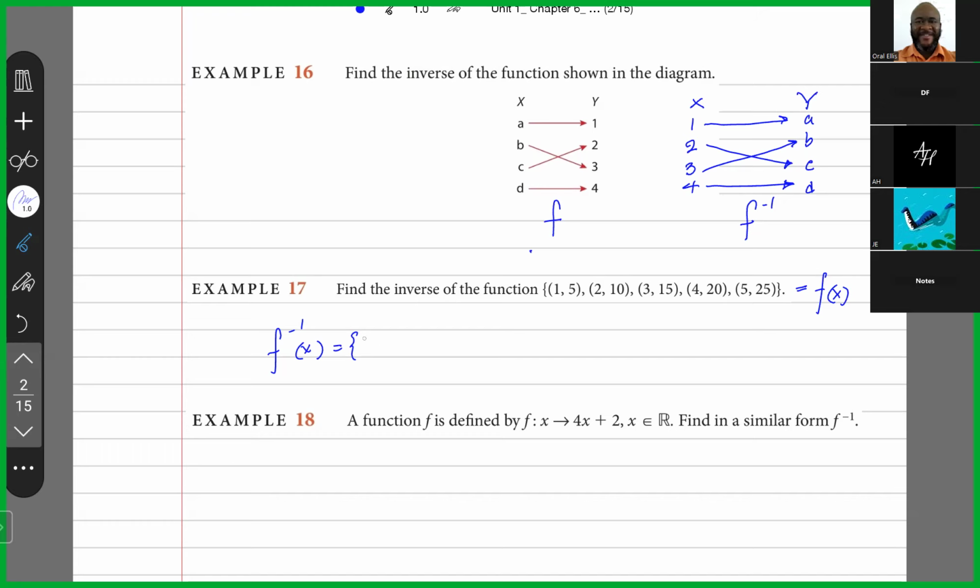So let's just interchange. We're gonna have what? 5, 1. So 1, 5 becomes 5, 1, comma, 10, 2. I'm simply just interchanging the x and the y coordinates. This is what? 15, 3. Next we have 24. Next we have 25, 5.